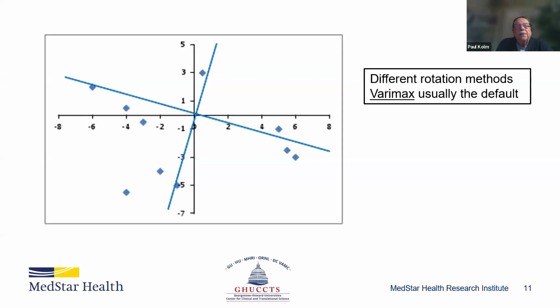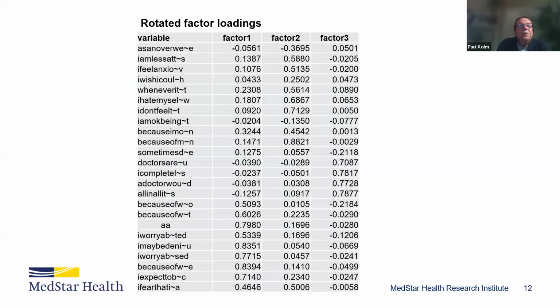So in one sense, that's if you are doing exploratory factor analysis, but you have an idea what you want to find, then maybe you'll make a different choice of rotation methods. Okay, so here's our rotated factor loadings for the 3 factors on our 22 variables.